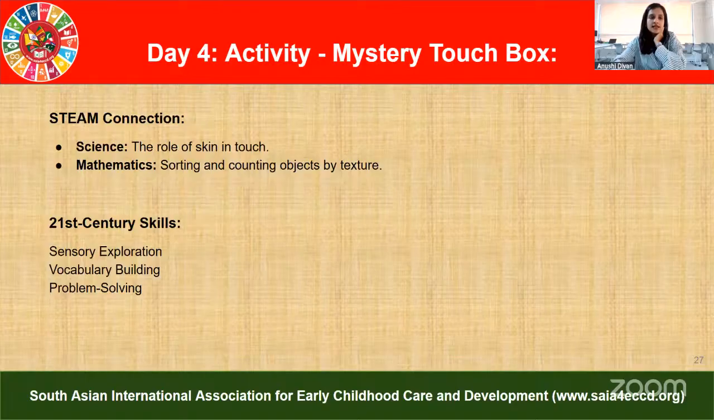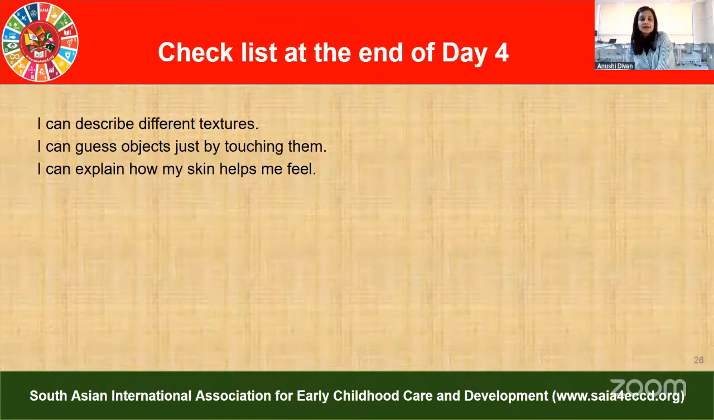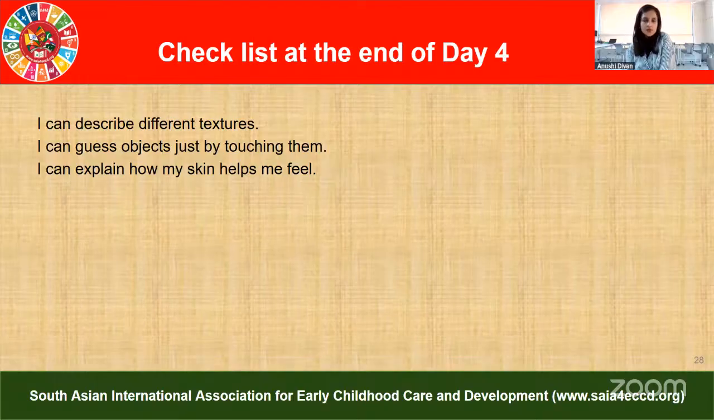So this activity again has its own STEAM connection and 21st century skills. And at the end of day 4, students should be able to describe different textures. Like I said, the adjectives can vary. There are no specific terms that they're expected to learn. They should be able to guess at least a few objects. It can be some toy that they regularly play with. And they should be able to explain how skin helps you feel.